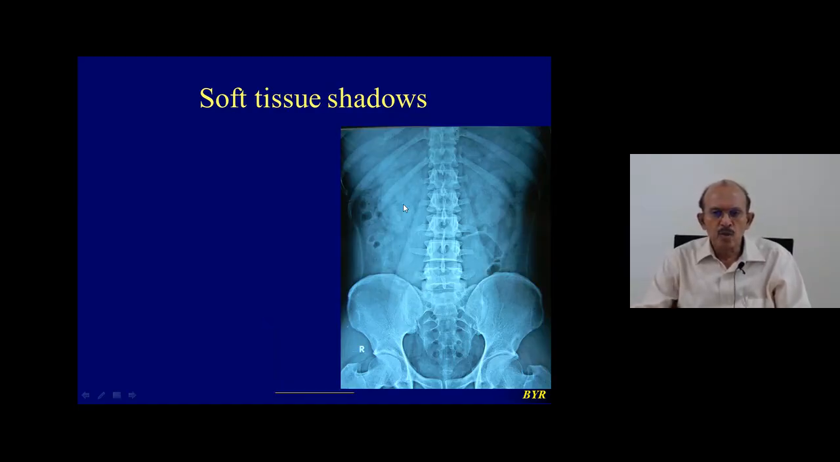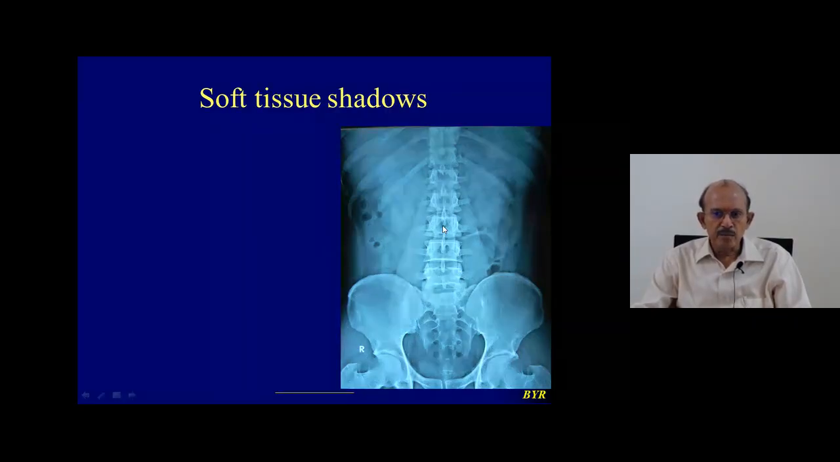You are seeing the bony shadows, the bony skeleton. That means the vertebral column, the ribs, the pelvic bones, and upper ends of the femur. So these are the bony shadows. Usually your vision will be focused mainly towards the bony shadows. Apart from the bony shadows, you must train your eyes to look for the soft tissue shadows also.